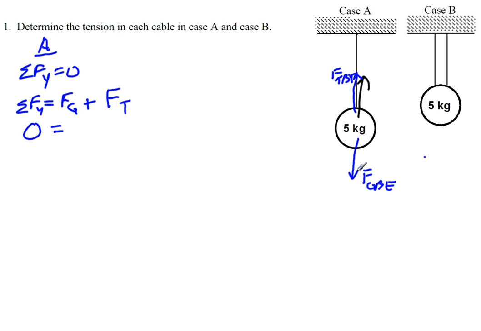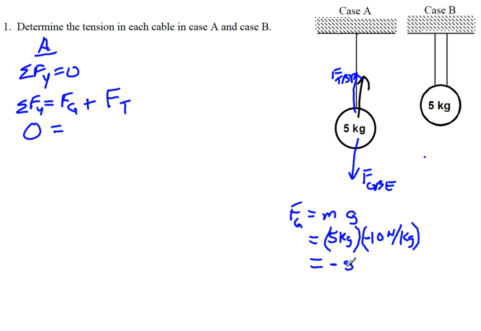Now Fg, I need to calculate. Fg is going to be equal to mg, with mass being 5 kilograms and g being 10 newtons per kilogram. So I'm going to end up with, oh sorry, that should be negative. I always forget to do that. Negative 50 newtons, and it's negative because we're in the down direction.